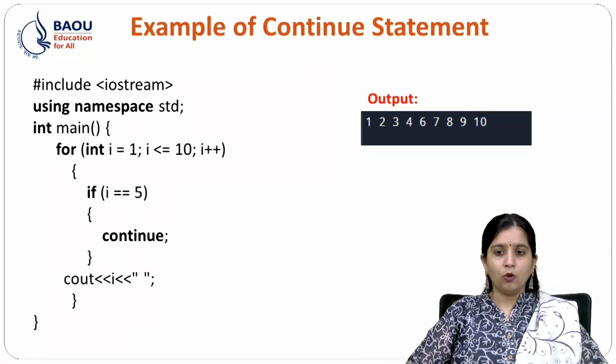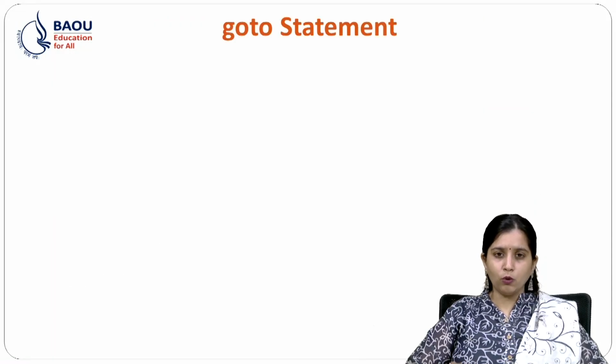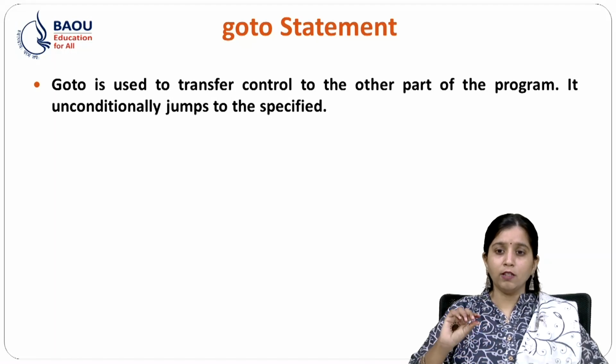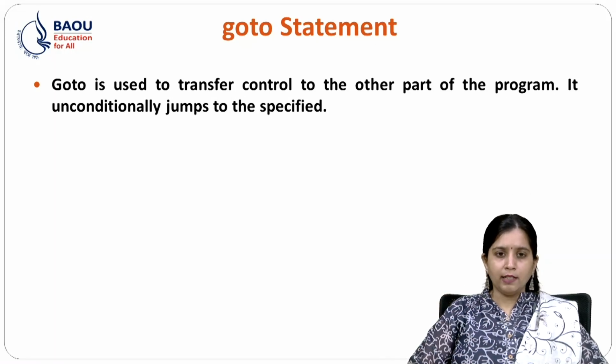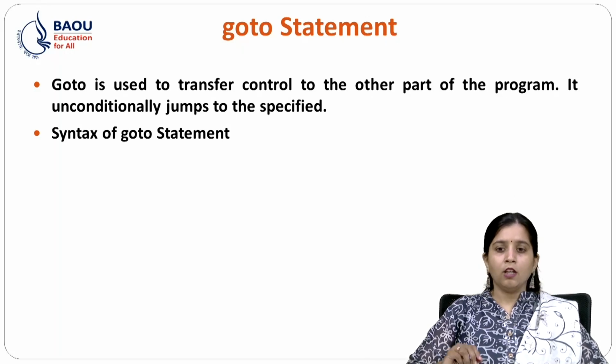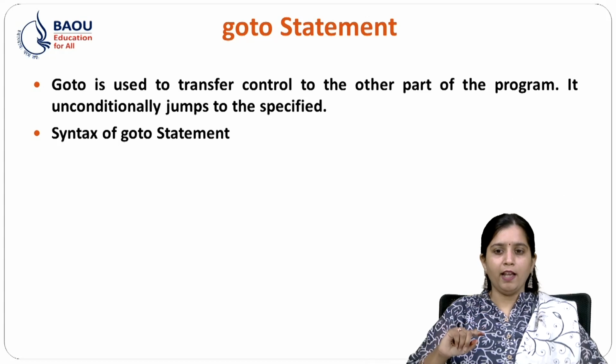Now we will see the goto statement in detail. What is the goto statement? Goto is used to transfer control to another part of the program. It unconditionally jumps to the specified label. Let's see the syntax of the goto statement and then an example. Nowadays the goto statement is not preferable, because we will see the example and you will get the idea why the goto statement is not used nowadays, because it is a bad usage.